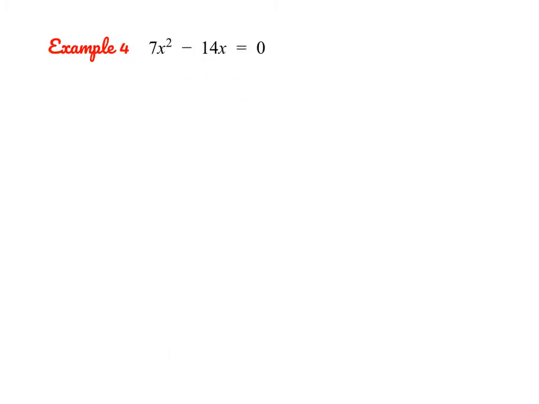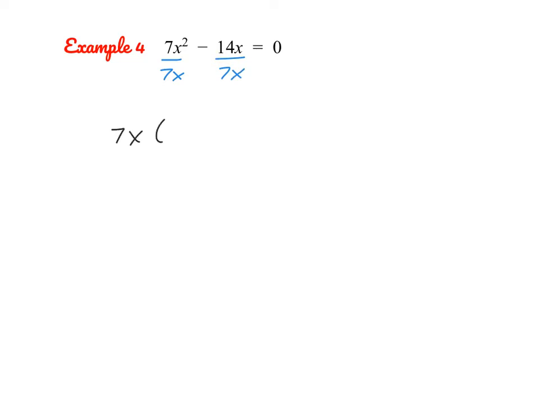All right, let's try another one. So here again, our equation is set equal to 0 already, so we're ready to factor. The first thing you should always check for when you're factoring is a greatest common factor. In this case, the GCF, the biggest number we can divide into both terms, is 7x. Don't forget about the x. So make sure to write 7x first, and that leaves us with x minus 2 equals 0.